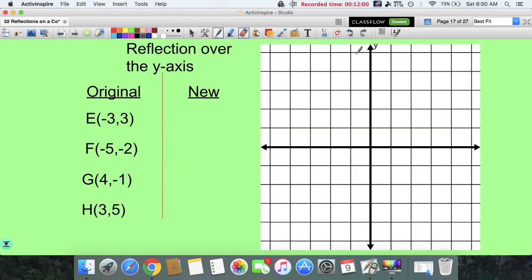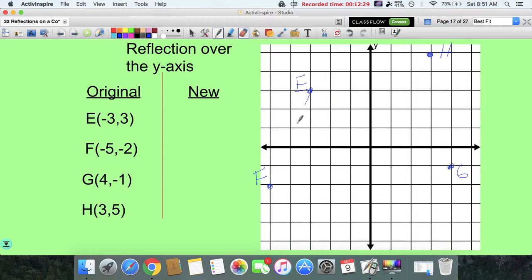Y-axis reflection, so we're going to go on the y-axis. We're going to jump from left to right or right to left. -3 and 3. F is -5 and -2, sorry. G is 4 and -1. And H is 3 and 5. All the way up here.